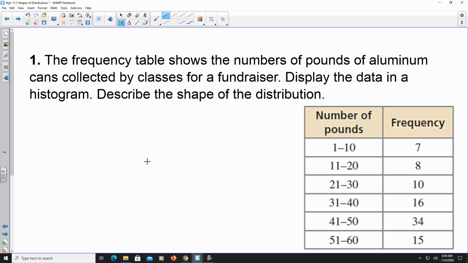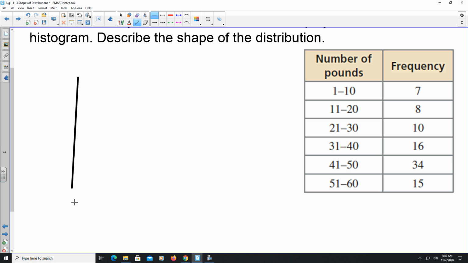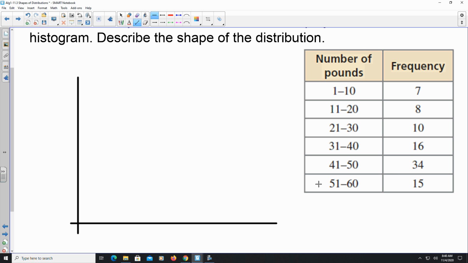Same idea here. In this particular one, they show a table of pounds of aluminum cans collected by classes for a fundraiser. You have it categorized, looks like in increments of 10, and then you have the frequency here. So same idea. I'm gonna make my histogram chart here, try to make it a little bit neater.